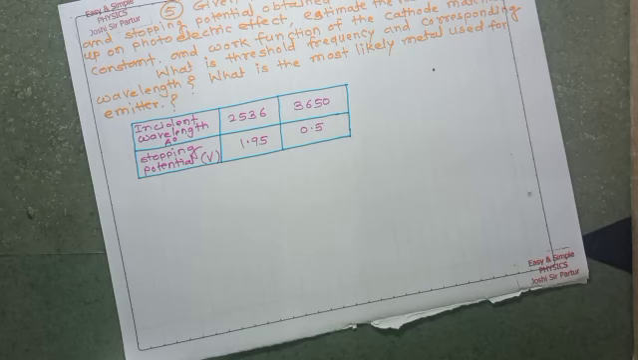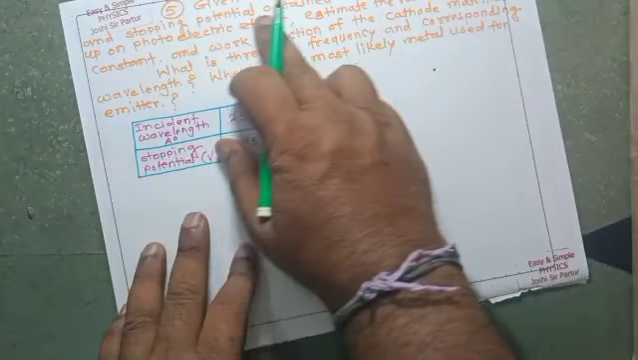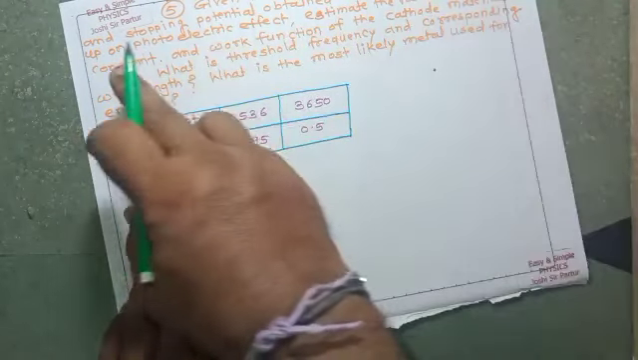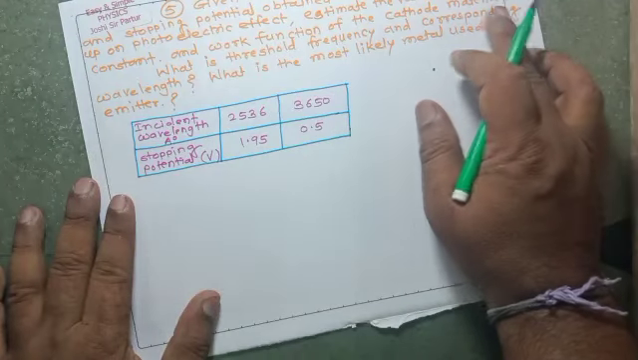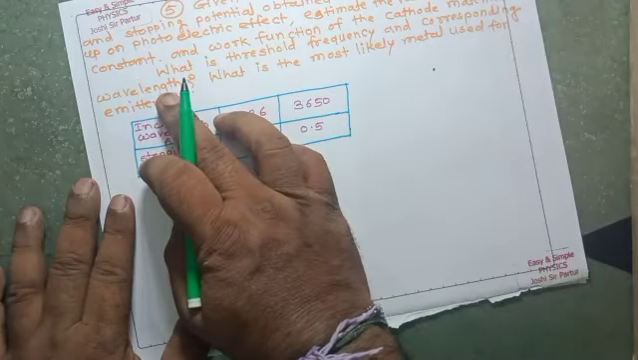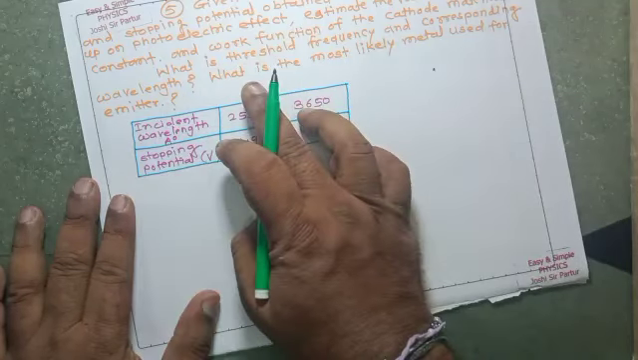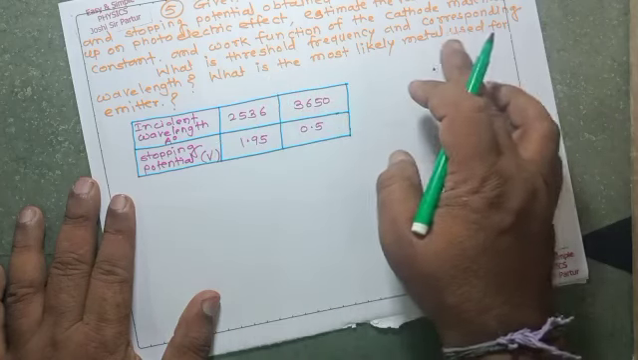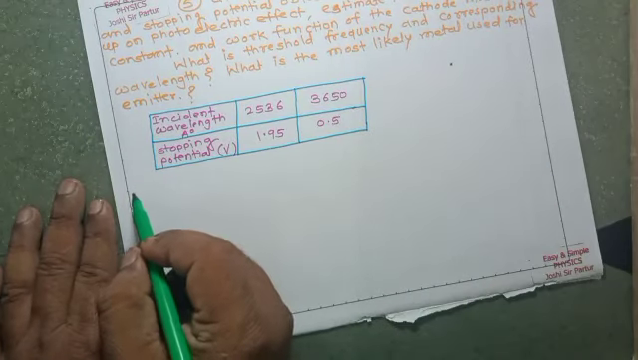And lastly, we have seen the two wavelengths are given, two stopping potentials are given. Given the following data for incident wavelength and stopping potential obtained from an experimental setup on photoelectric effect, estimate, means find, the value of Planck's constant and work function of cathode material. What is the threshold frequency and corresponding wavelengths? What is the most likely metal used for emitter? Such type of question will be given.